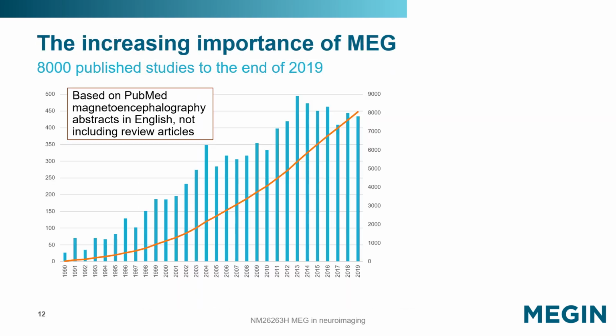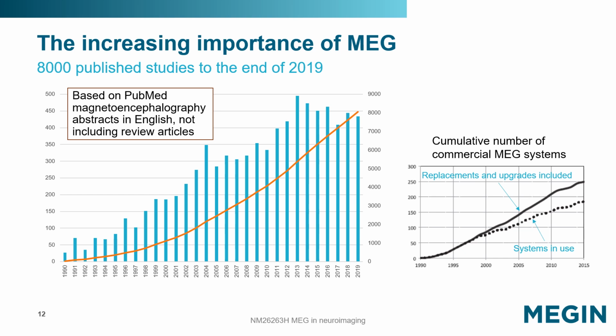By the end of 2019, the cumulative number of MEG publications was nearly 8,000. After the pioneering work by Cohen, the number of MEG publications remained low until the early 1990s, when the first commercial whole-head MEG systems became available. Thereafter, the number of MEG publications has increased steadily, proportionally to the number of available MEG systems.